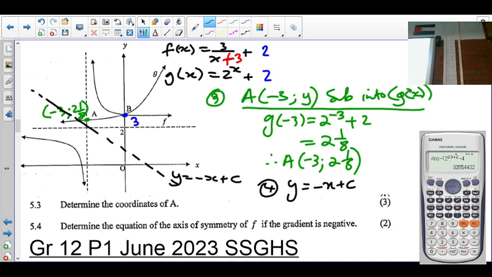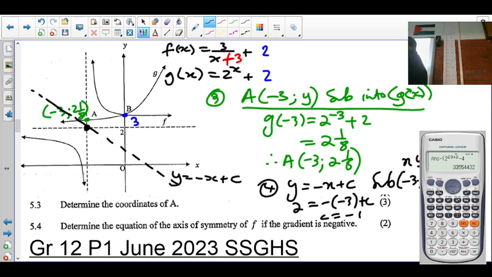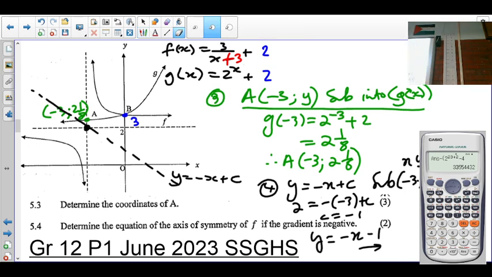So y is equal to minus x plus c. The only point that this graph is going through is that point of intersection of the two asymptotes. In this case, it's going to be negative 3 and 2. So remembering that's the x and the y. So 2 is equal to minus 3 plus c. So c is of course minus 1. So my equation is y is equal to minus x minus 1. Okay. Any confusion there? No?